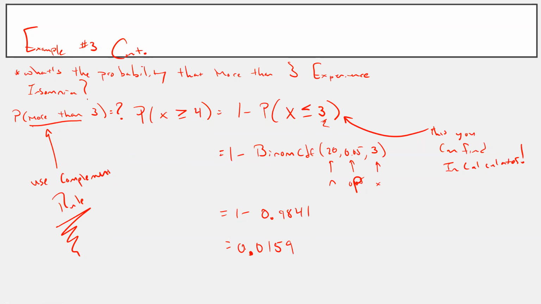So again, the hard part is just setting it up. That's it. Once you set it up, the calculator does all the work for you. You just gotta set it up.